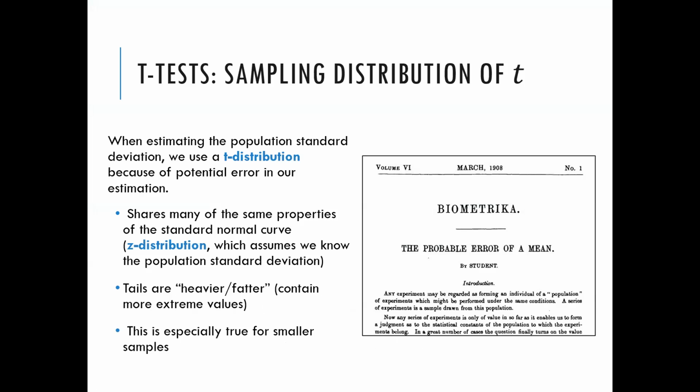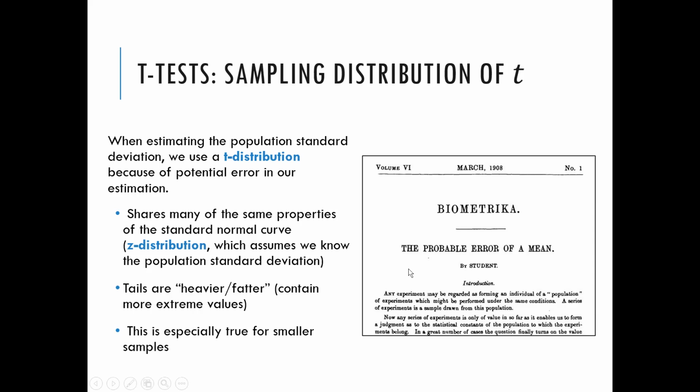Okay, so remember when we're estimating the population standard deviation, it's biased, right? So we had to make that adjustment and use the estimated population standard deviation instead of the actual population standard deviation, because we don't know that. So when we make that adjustment, we end up using a t-distribution because of the potential error in our estimation.